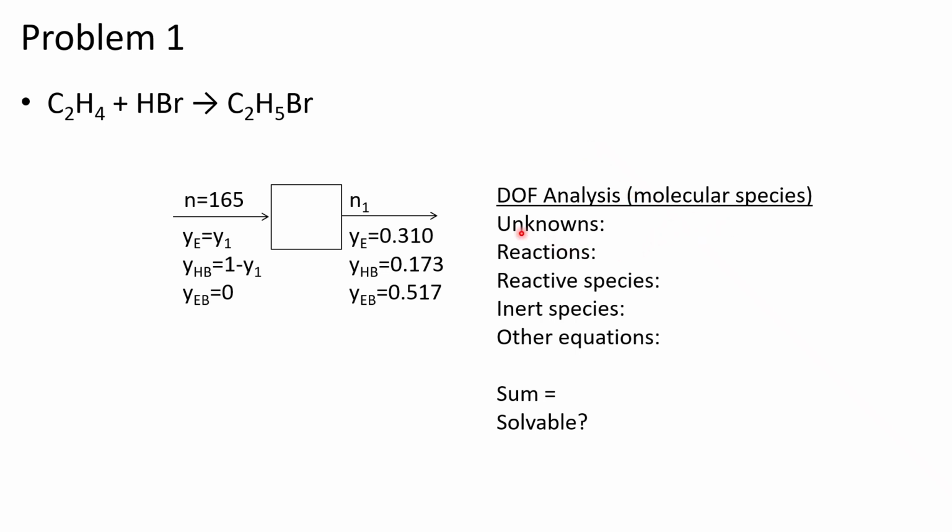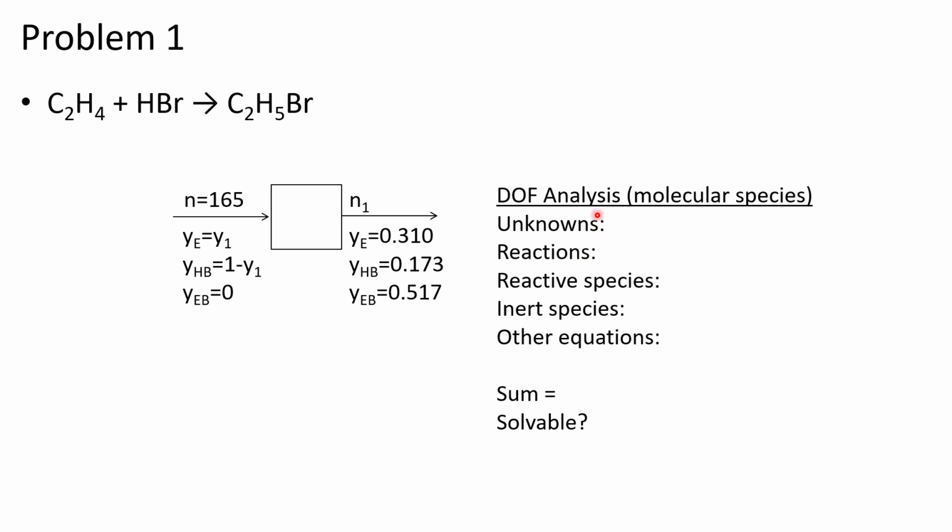In order to determine if the problem is solvable based upon our degree of freedom analysis, we have to first of all count the number of unknowns in the process flow diagram, count the number of independent reactions, count the number of independent reactive species, count the number of inert species, and then finally count the number of other equations that we might have. Then we're going to sum these all up. The first two, the number of unknowns and the number of independent reactions, will be given positive signs.